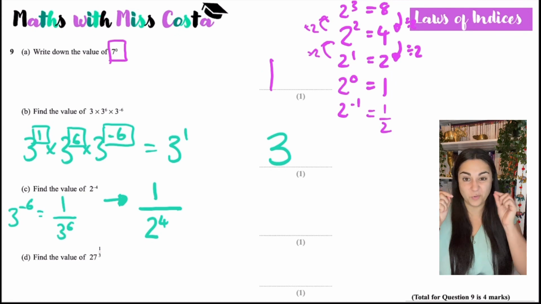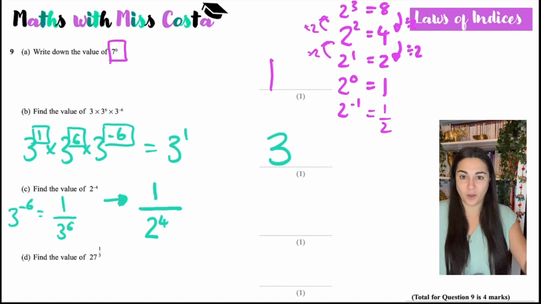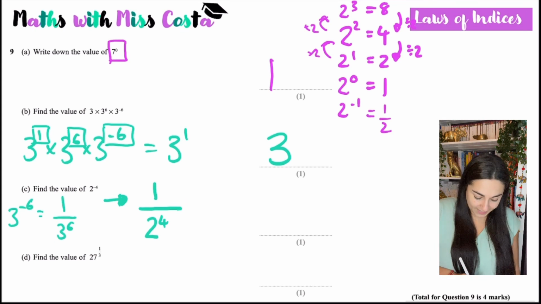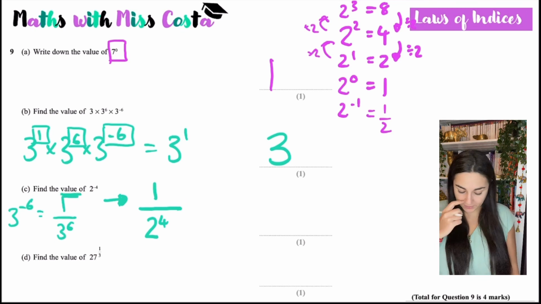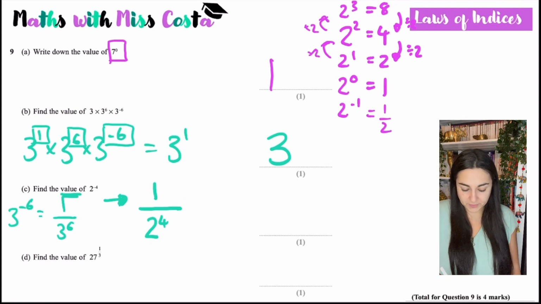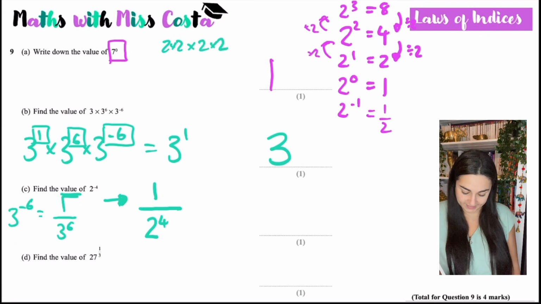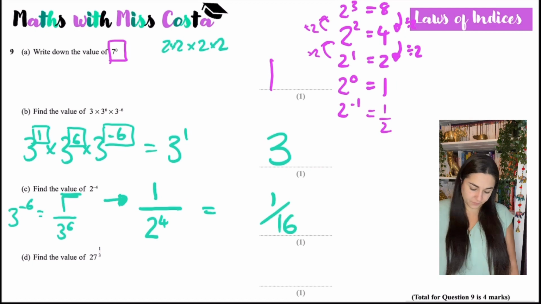So ignore the little negative sign and write it as 1 over what it would be. Now 2 to the power of 4, it says find the value, which means the actual amount. So you're going to have to do 2 to the power of 4. So 2 times 2 is 4, times 2 again is 8, times 2 again is 16. So that would be 1 over 16.